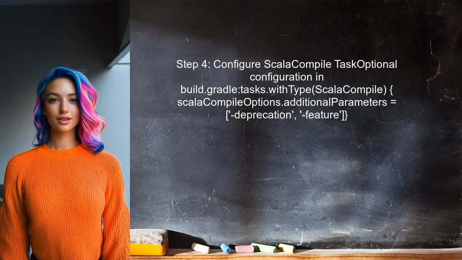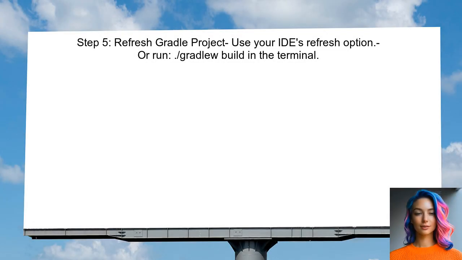After applying the plugin, the user can now configure additional settings if needed, such as specifying the Scala version in the Scala compile task. Finally, the user should refresh the Gradle project to ensure all changes are applied. This can typically be done through the IDE or by running a Gradle command.